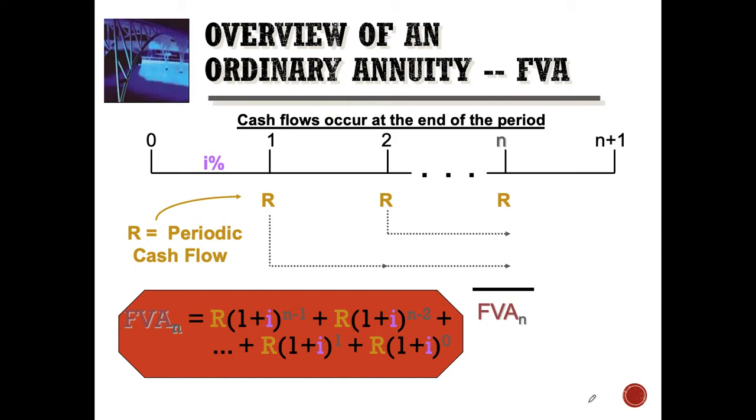This is an overview of an ordinary annuity. Future value of annuity. Okay, we want to know the future value of an annuity. Just remember here, I is the interest rate, R is the periodic cash flow. So every period, there is one payment at the end. R, periodic cash flow.